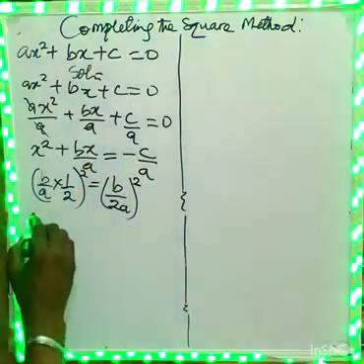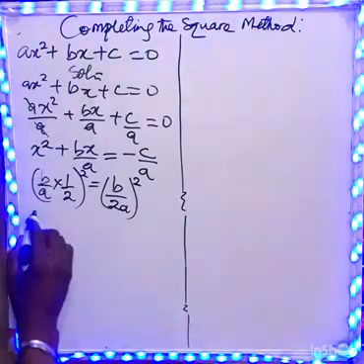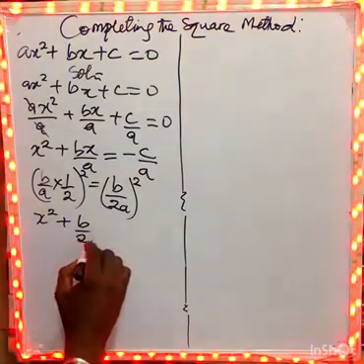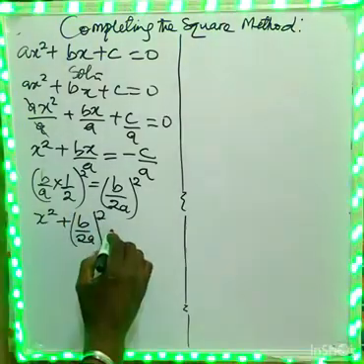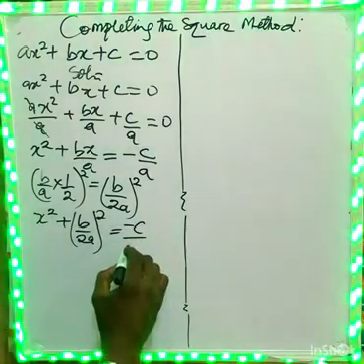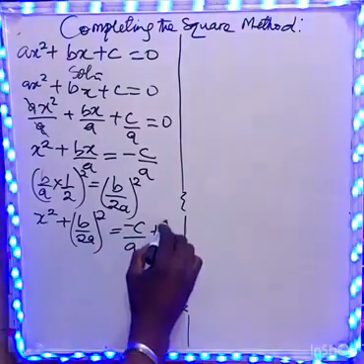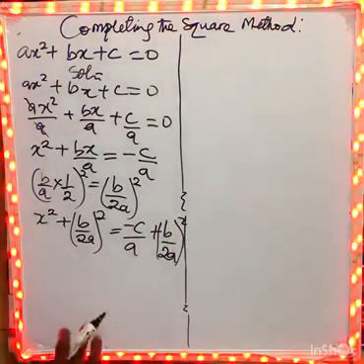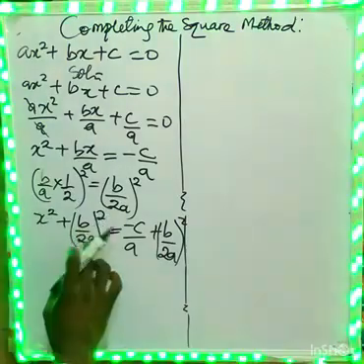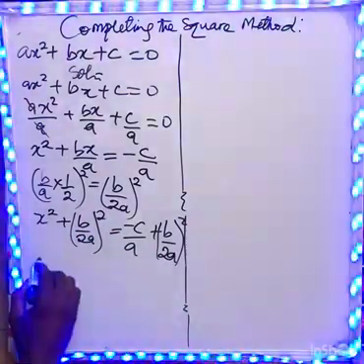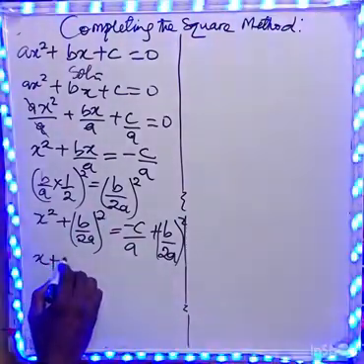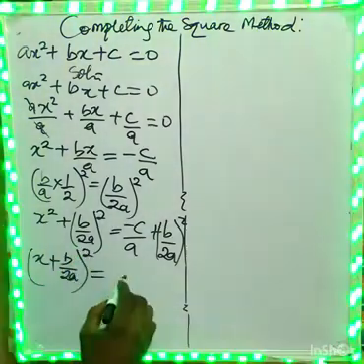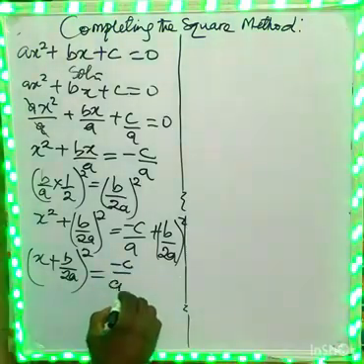So now you introduce this to this side and introduce it to the other side again. So what you will now have is x squared, follow me gently, you understand it, plus b over 2a all squared, is equal to minus c over what? a plus b over 2a all squared. Okay, so now you can see this is x squared, this is b over 2a all squared. So you can write it as x plus b over 2a all squared is equal to minus c over a plus b over 2a all squared.